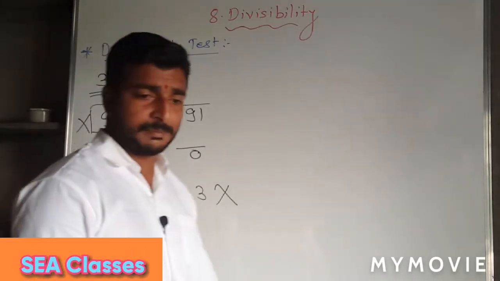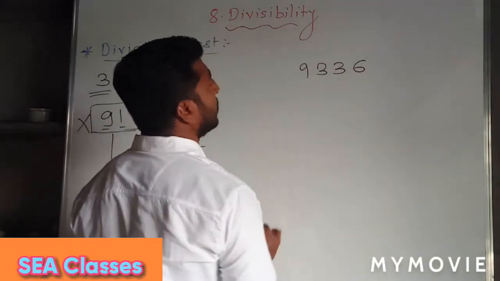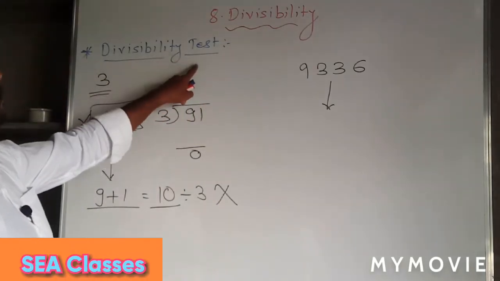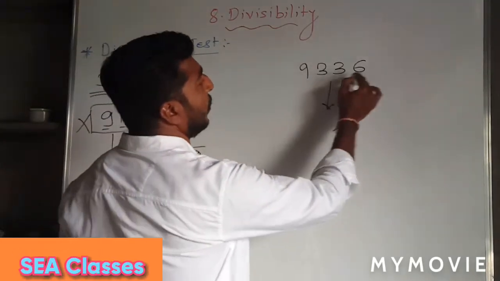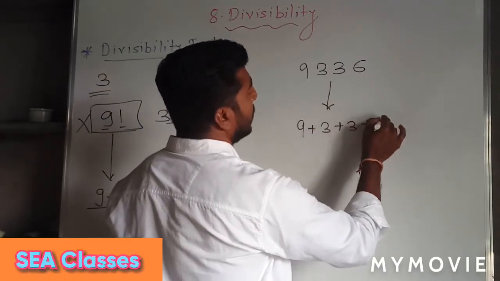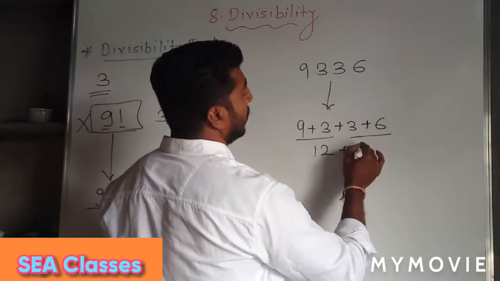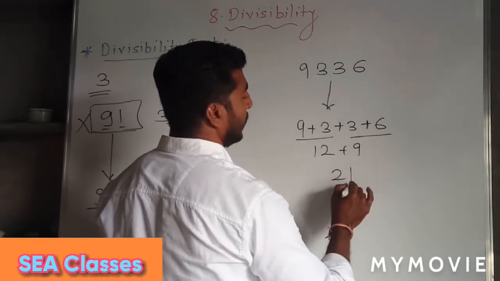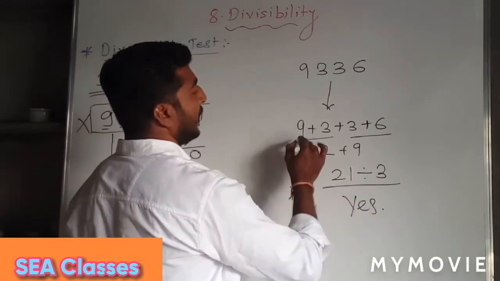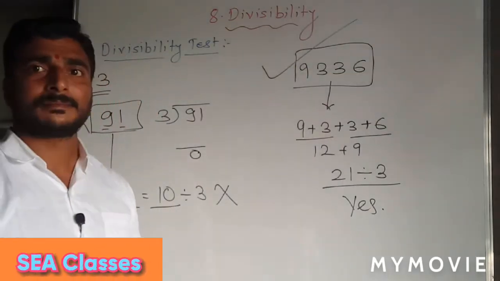We will take one more example here: 9336. What should you do? For the divisibility test of 3, you have to add all digits in the given number. So add it: 9 plus 3 plus 3 plus 6. You will get 12, and with this 9 added, you get 21. Is 21 divisible by 3? Yes. So you can say the given number is divisible by 3.